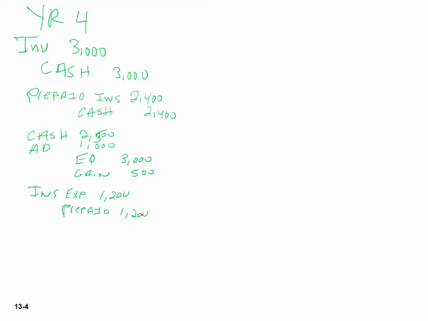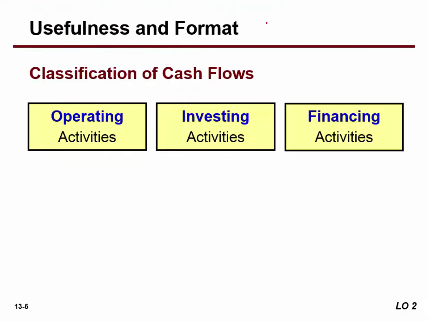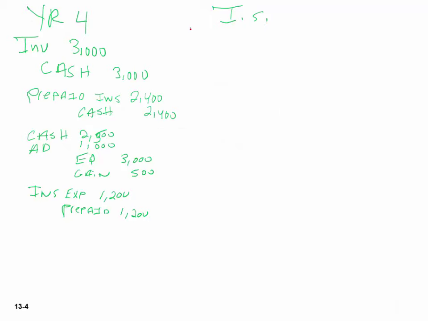Okay, so let's go ahead and make up our income statement. We'll put our income statement right here. Any revenues? Revenues were zero. Good. Any expenses? Expenses were what? The insurance expense of $1,200. So I had an operating loss, and my operating loss is $1,200, right?